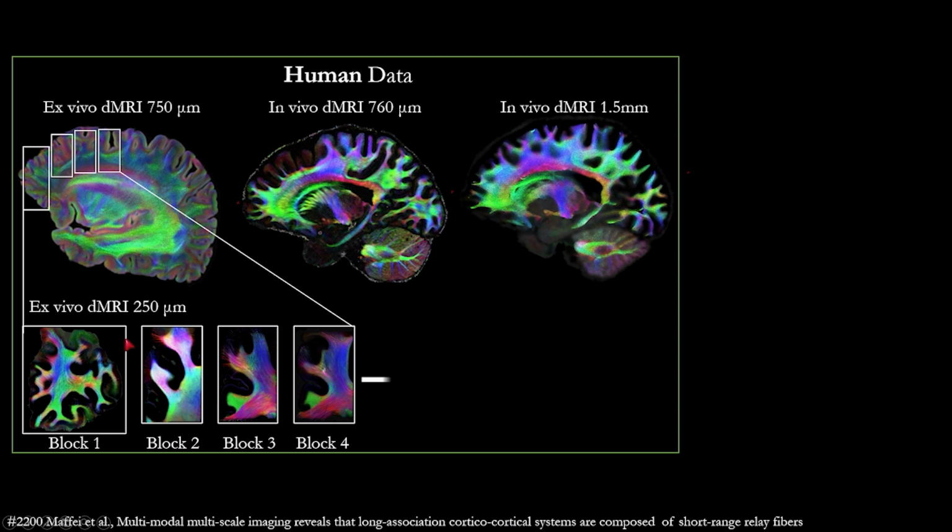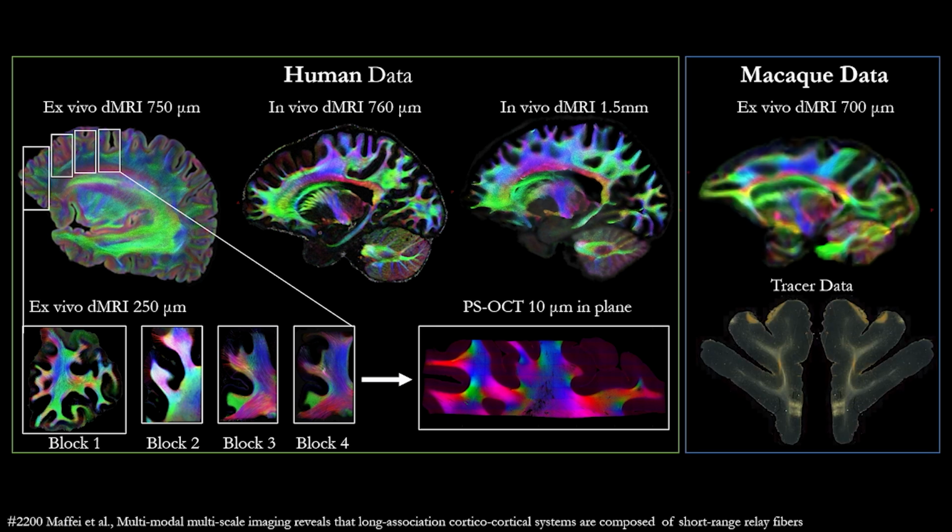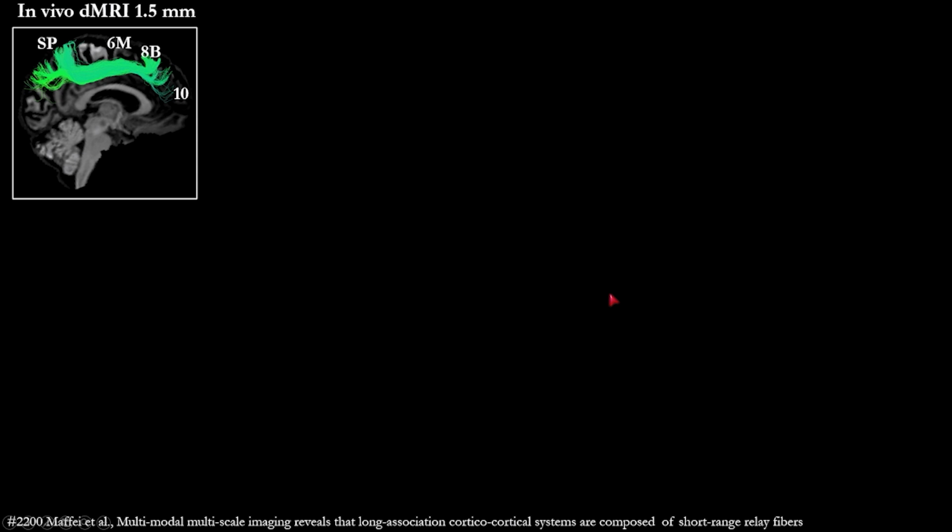Then for each of these blocks, we acquired even smaller blocks on a PSOCT system at 10 microns in-plane resolution. We then combined this human data with macaque data, for which we have both diffusion MRI data at 700 microns and tracer data. We looked at the data in both a qualitative and quantitative way.